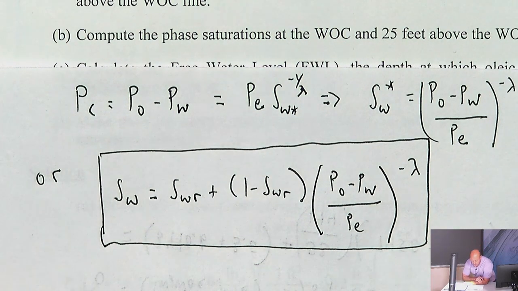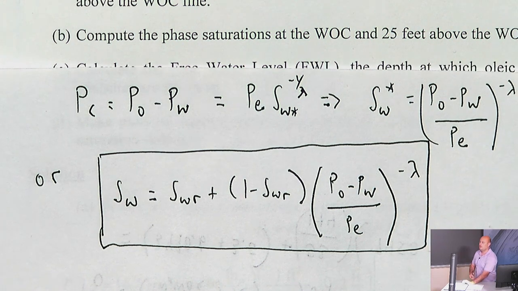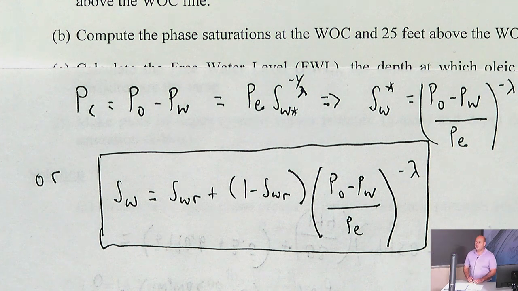So if you put this in, well, let me first stop. I'm going to think to myself if that answer makes sense, and it does. Obviously, if it was negative or something, then you'd be really worried. But it's got to be less than 1 because we're above the water-oil contact line, and it's got to be greater than 0.2 because it's never going to be less than the residual saturation, or it should be greater than or equal to 0.2.